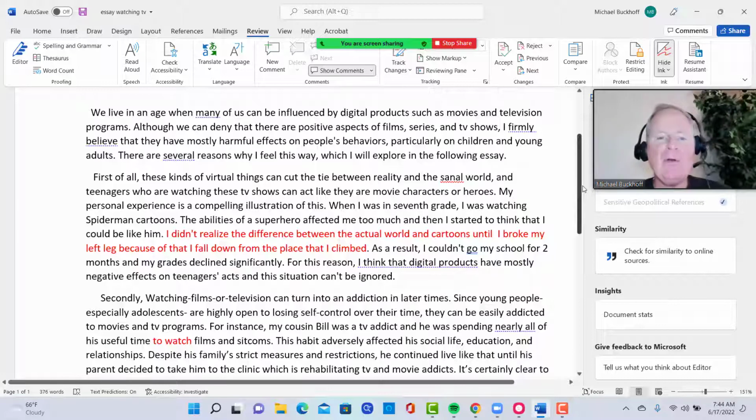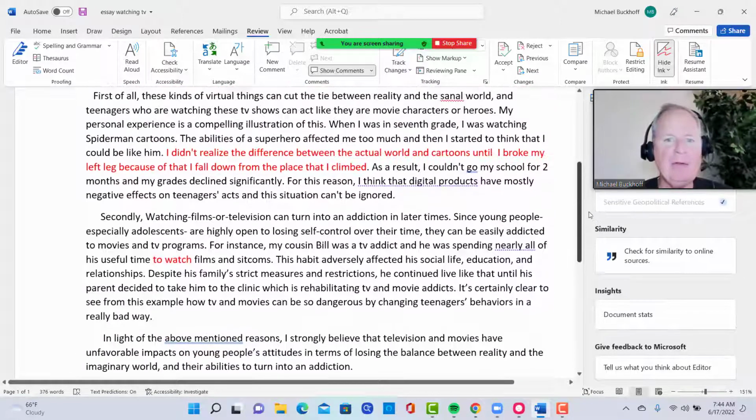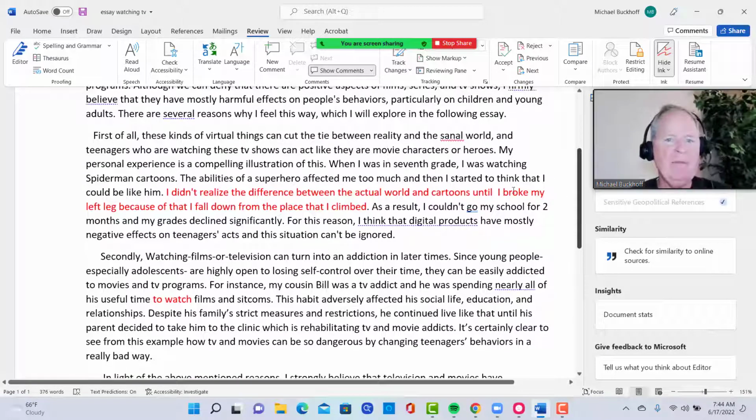Now, you also have some problems with your language use. Let me point out at least two examples of that. You said here, I didn't realize the difference between the actual world and cartoons until I broke my left leg.